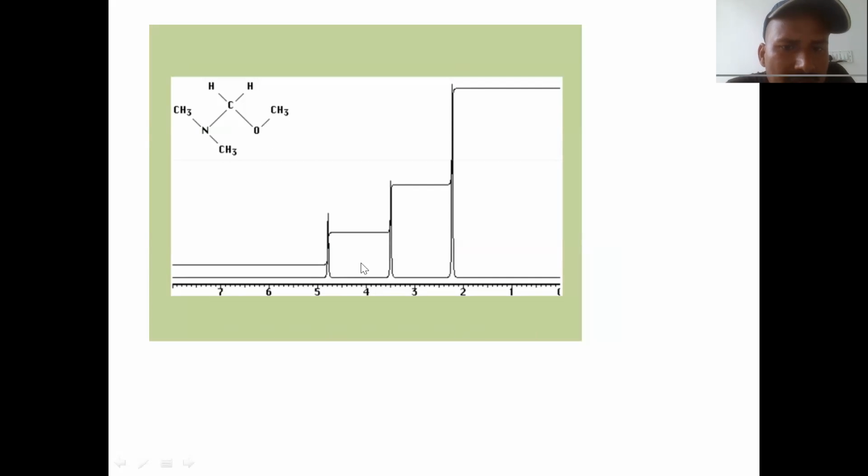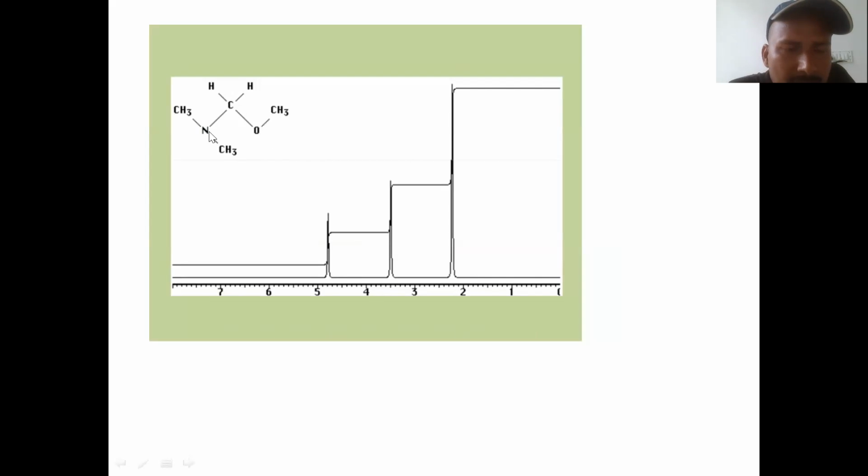Next, we'll talk about this compound. OCH3 appears at 3.8. These two protons appear at 4.9 ppm, while the six protons appear at 2.2.